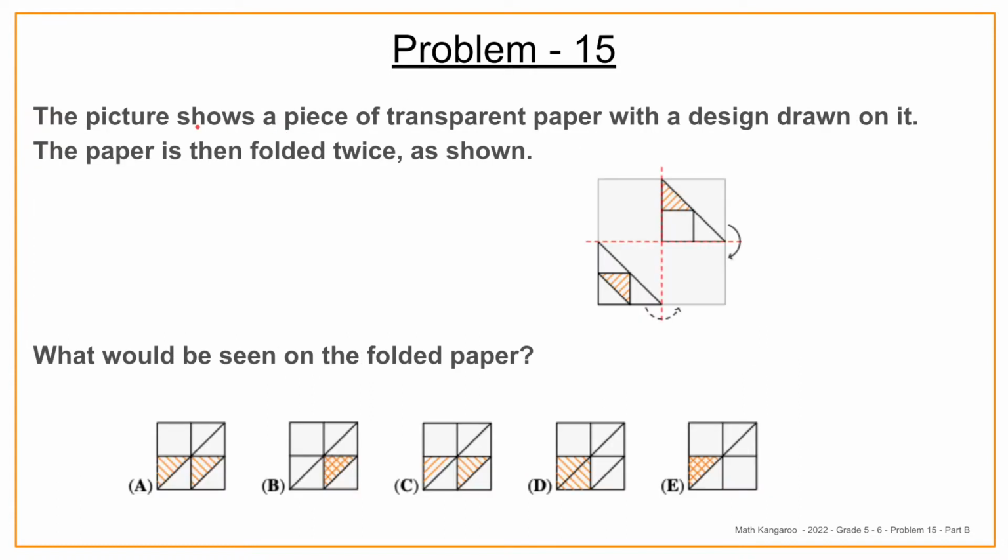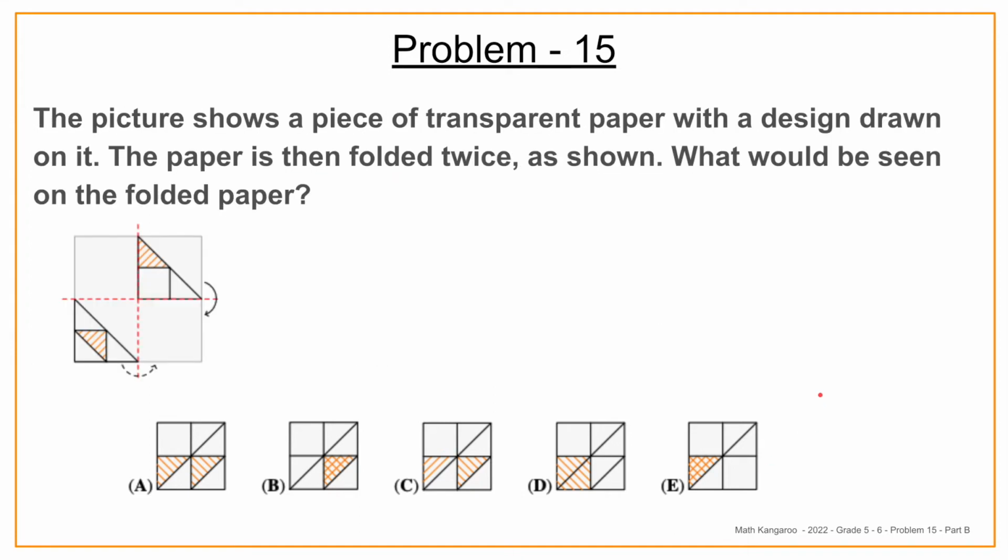Problem 15. The picture shows a piece of transparent paper with a design drawn on it. The paper is then folded twice as shown. So this is the folded paper which is being folded from top to bottom and from sideways. What would be seen on the folded paper? These are our options. Let us go step by step and fold the paper and see how it looks.